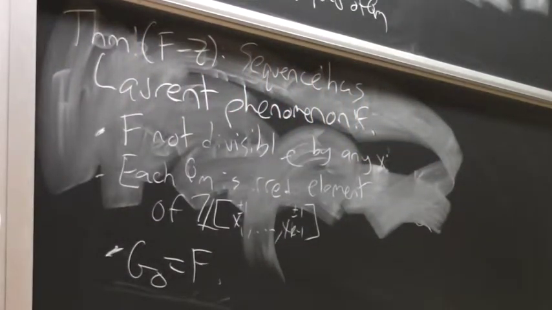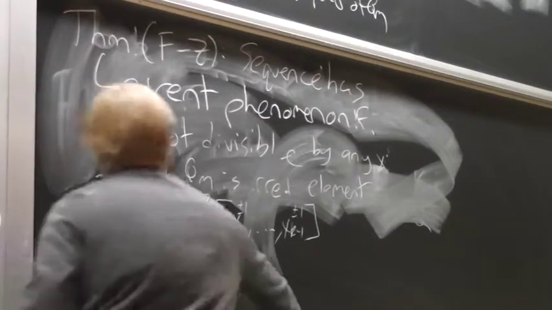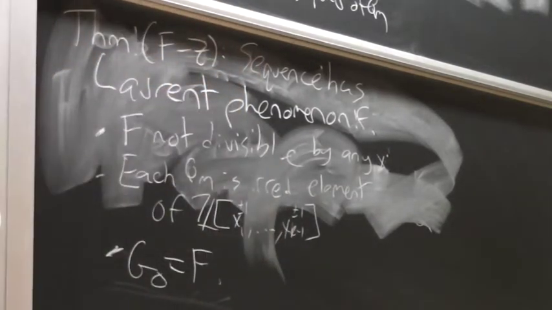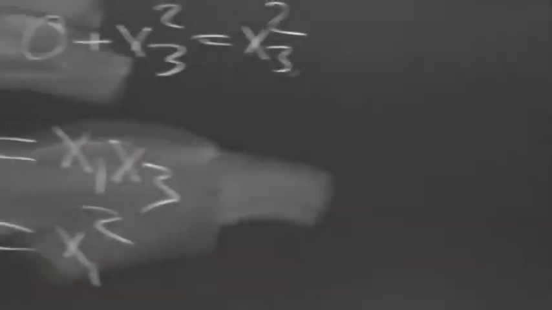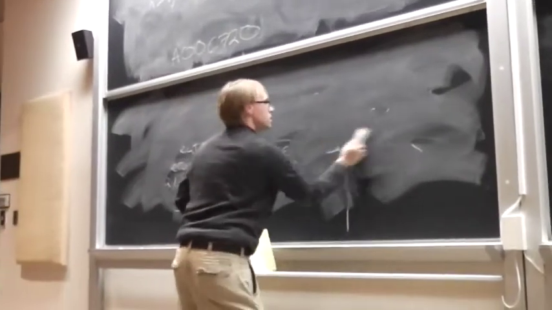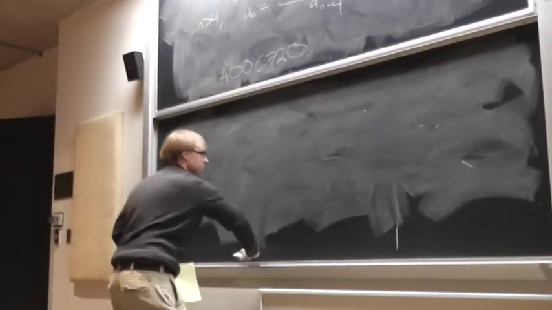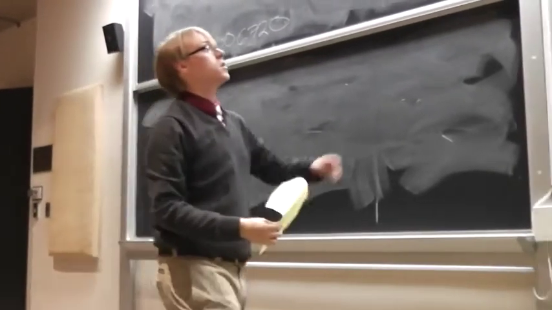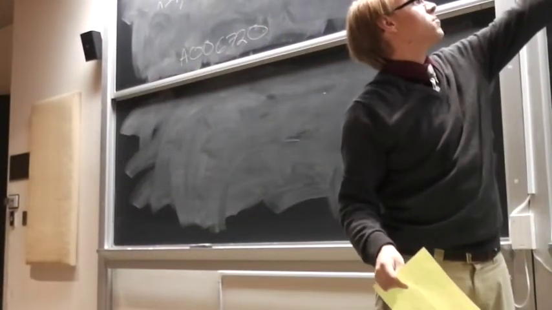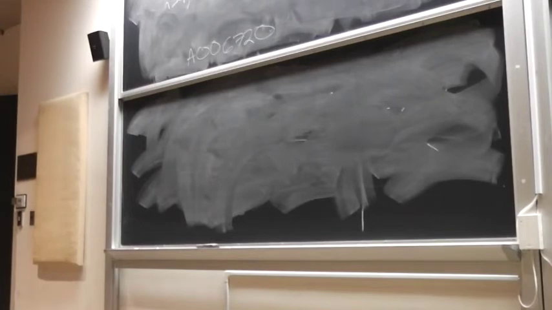So let's do an example, and we've already used it plenty of times so far. Let's go ahead and calculate out all of this stuff for Somos 4. Well, we already know that f is x sub 1 times x sub 3 plus x sub 2 squared.